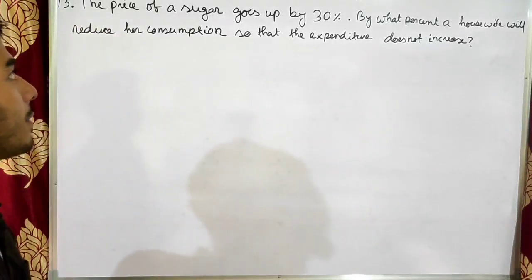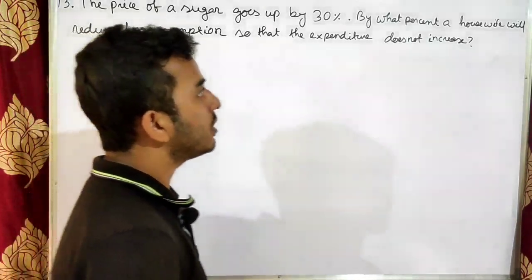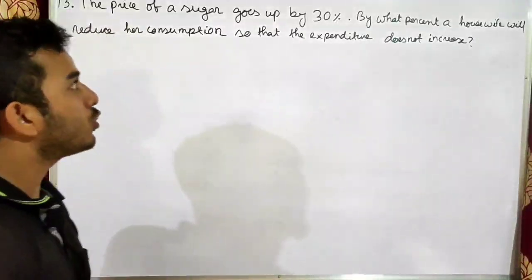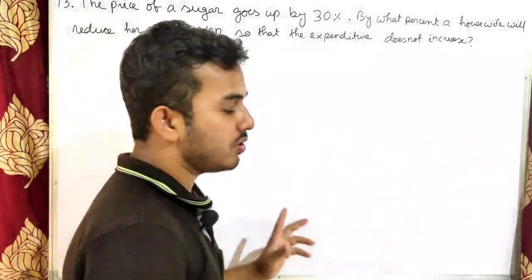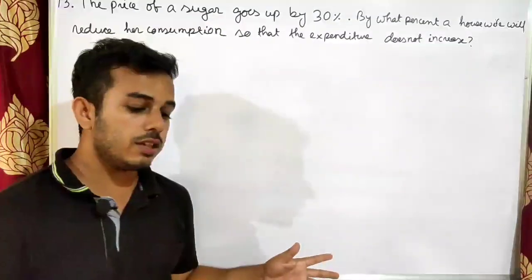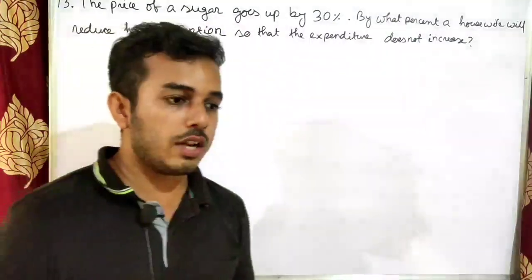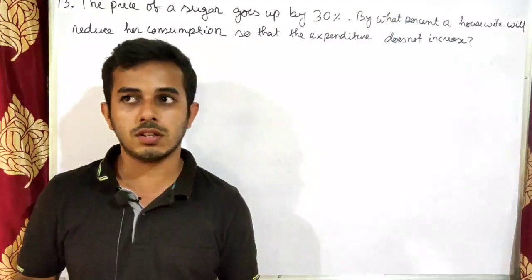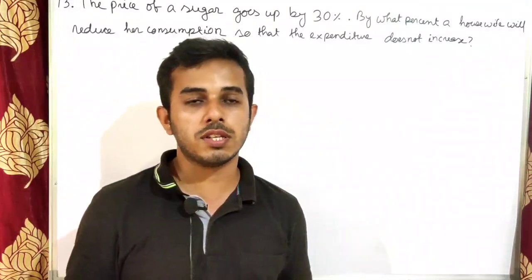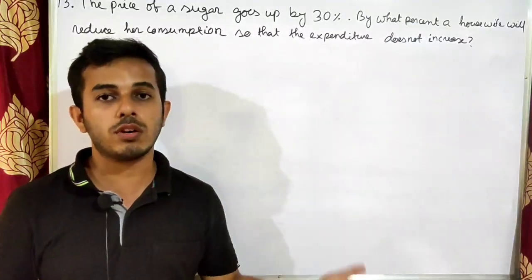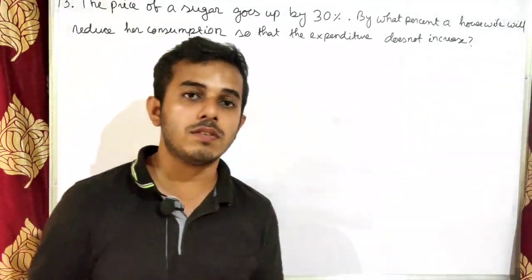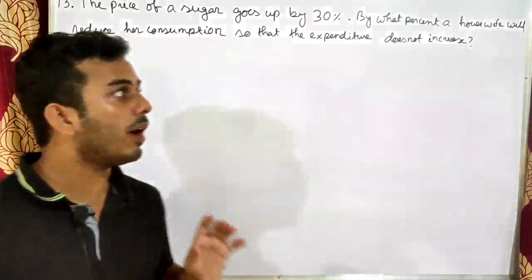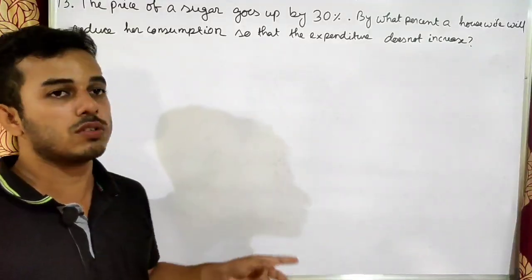So the question is, the price of sugar goes up by 30%. By what percent will a housewife reduce her consumption so that the expenditure does not increase? Okay, nowadays petrol price is also increasing. Like this, the price of sugar also increased by 30%. Now by what percent will the housewife reduce her consumption?